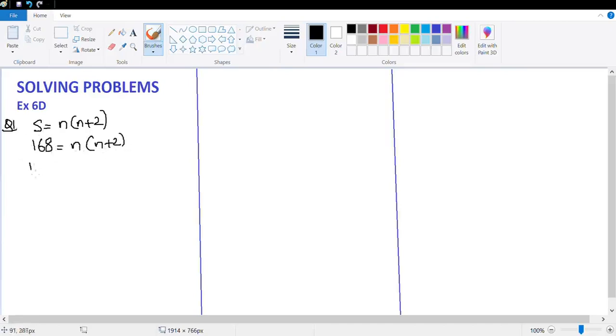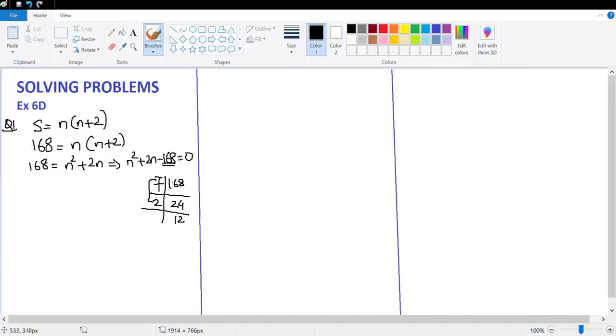And this becomes a quadratic equation. 168 is equal to n square plus 2n, which means if I take 168 on the other side, this becomes n square plus 2n minus 168 is equal to 0. So I need to find factors of negative 168, the sum of which should be plus 2. So let's do prime factorization. This is divisible by 7. 7 into 2, 14, 24. 2 times 12. I think I've got my answer.